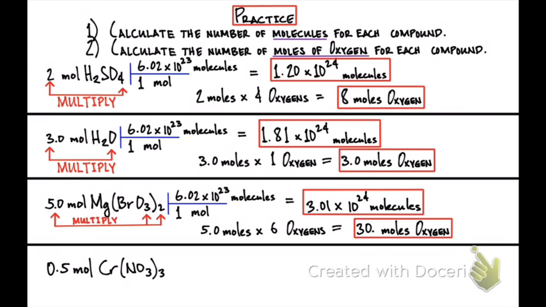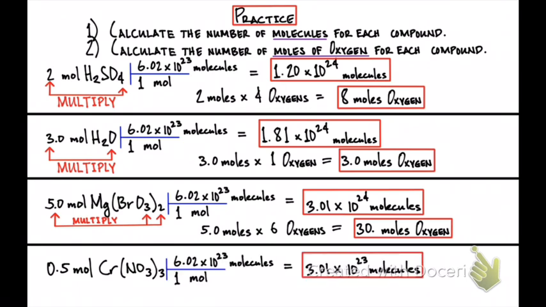And the last question here, we have 0.5 mole of chromium(III) nitrate. Again, this is an ionic compound. How do I know it's an ionic compound? Well, we have a metal plus a bunch of nonmetals. So to answer the number of molecules, or number of formula units, we would multiply 0.5 by Avogadro's number. In that case, we get 3.01 times 10 to the 23rd formula units of the compound.